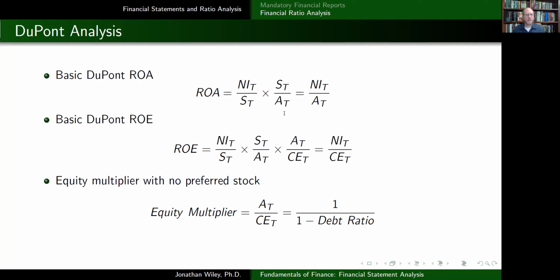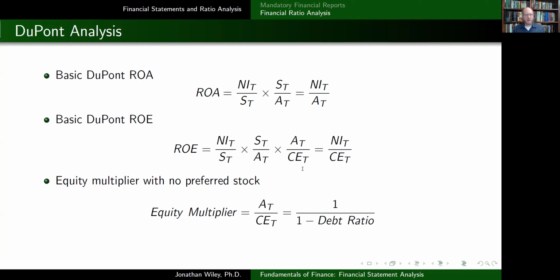Now, that leads us to the basic DuPont return on equity. And basically everything I've talked about up to this point still applies, okay? In fact, if you look at the basic DuPont return on equity, that first term here is the net income over sales, which is the same thing as for the DuPont return on assets. The second term, same thing as the DuPont return on assets. So the only thing that's different is this third term, this assets over common equity. And that has a name, and that is the equity multiplier, okay? So it's looking at assets over common equity.